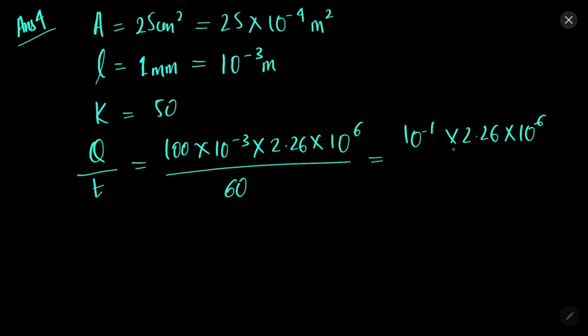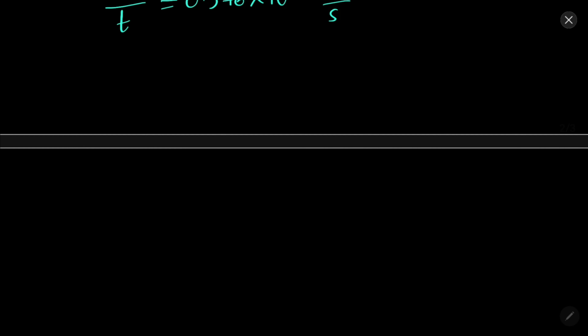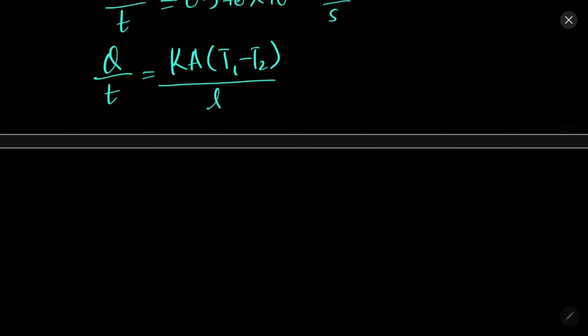So we will get 0.376 into 10 to the power 4 joule per second. Now we also know that Q over T is equal to KA (T1 minus T2) over L.